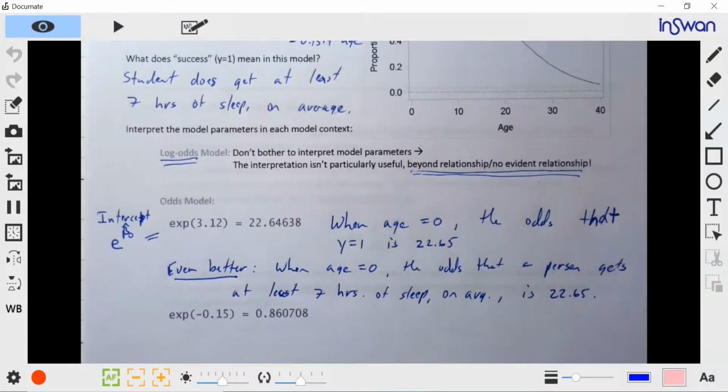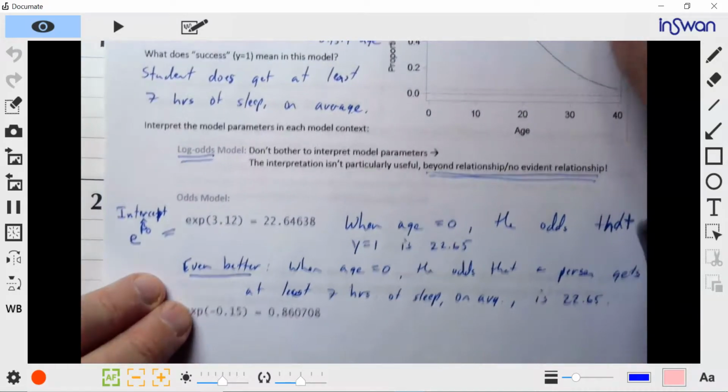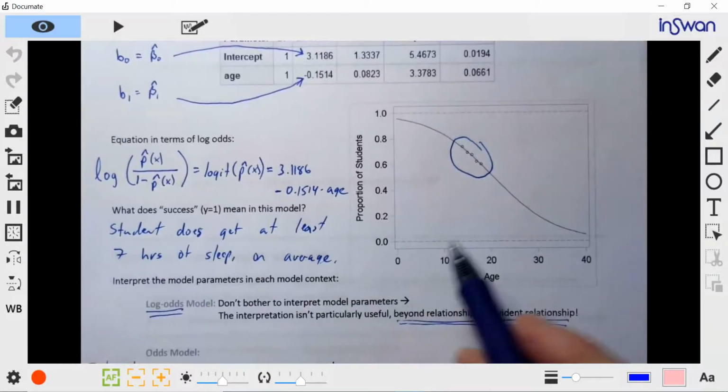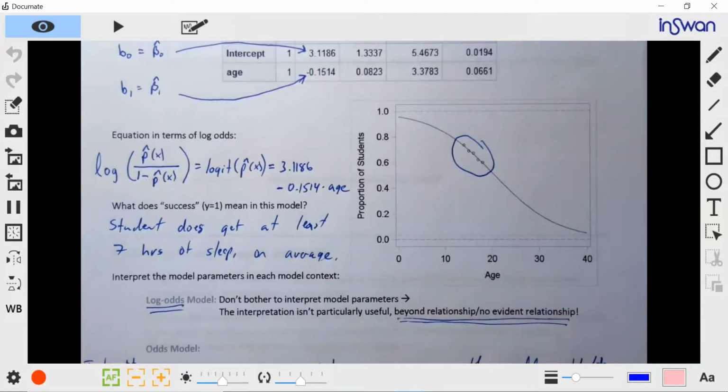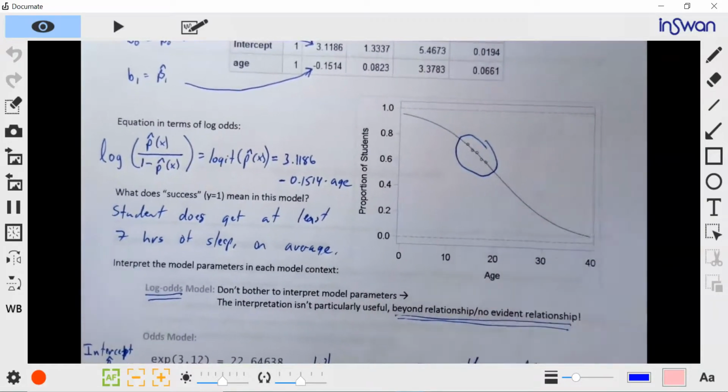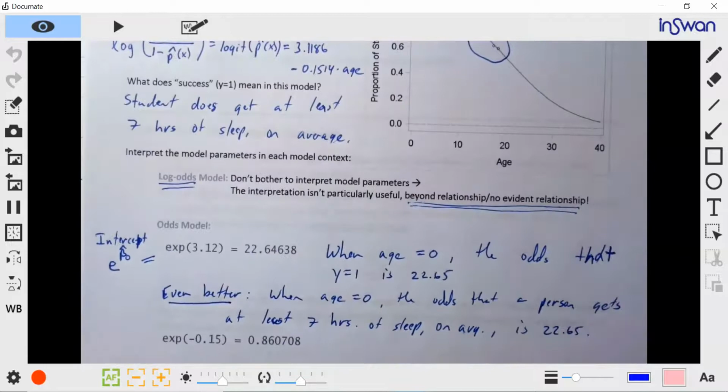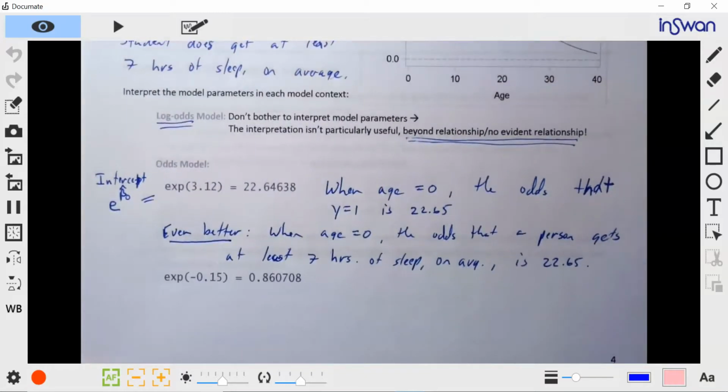So you could argue age equals 0. We don't have anything close to age equals 0 in our data set. Age 14 is the smallest age we have. So it's extrapolation, indeed. But at the same time, this also makes sense, right? Newborn babies generally get at least 7 hours of sleep. Fingers crossed, right? So the odds are very high that a baby will get at least 7 hours of sleep.